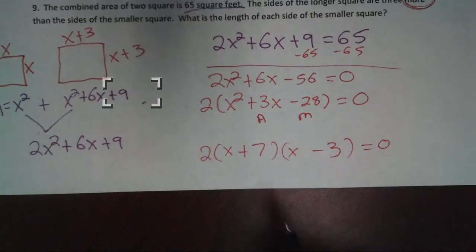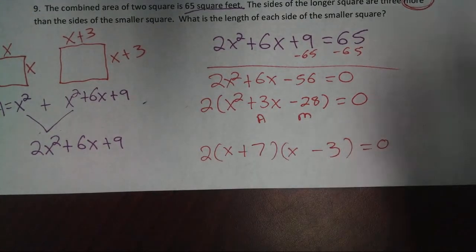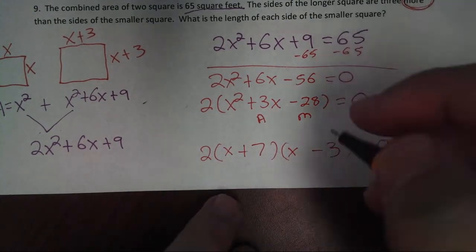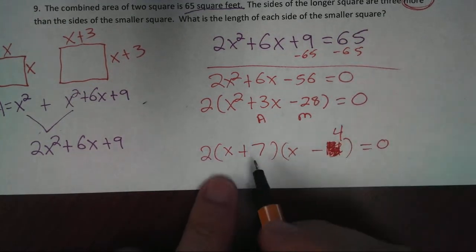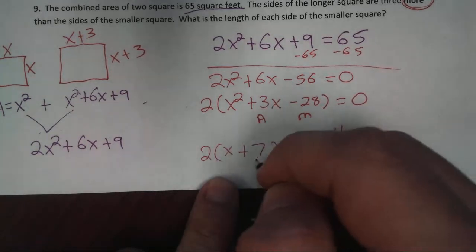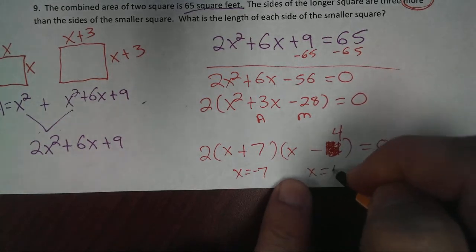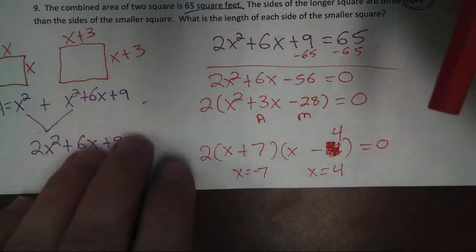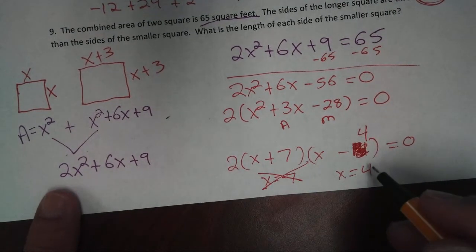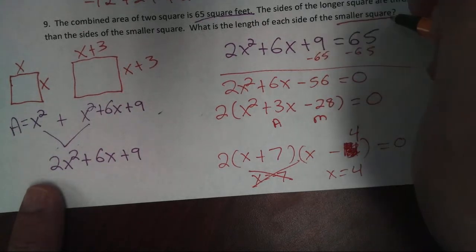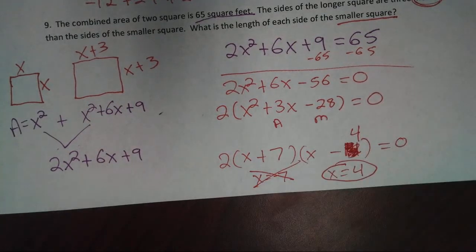Now we can solve for the x's. Either this parentheses is 0, if x plus... Thank you, 4. It said 4, but I put 3. So for this one to be 0, x would equal negative 7. For this one to equal 0, x would equal 4. Since we're doing geometry, negative 7 wouldn't work as dimensions, so we're going to get rid of that answer. So x has to be 4. They do want the smaller square, so I don't need to do the 4 plus 3. I can keep it strictly as a 4.